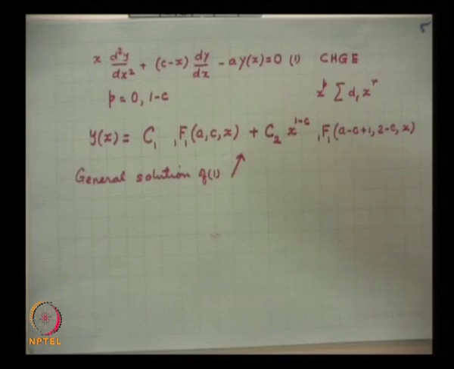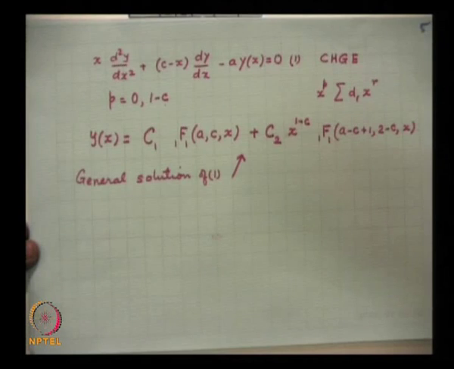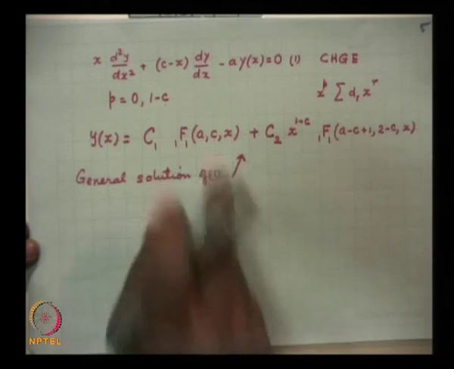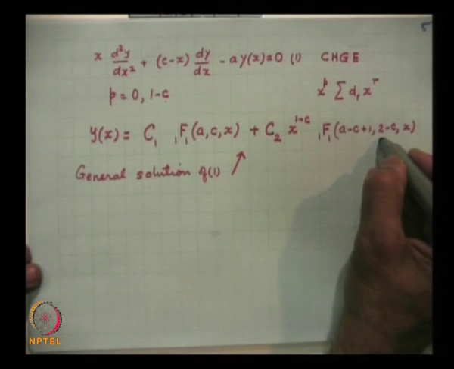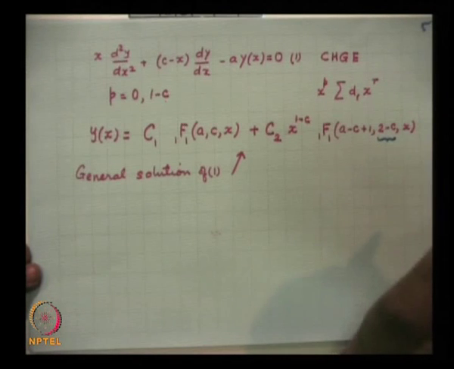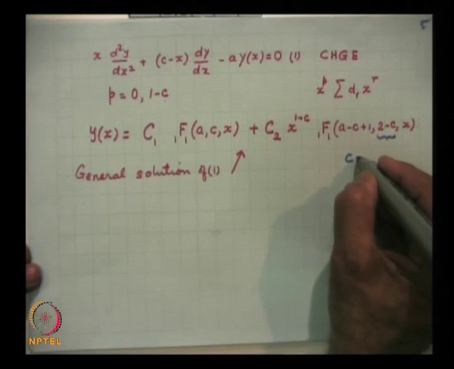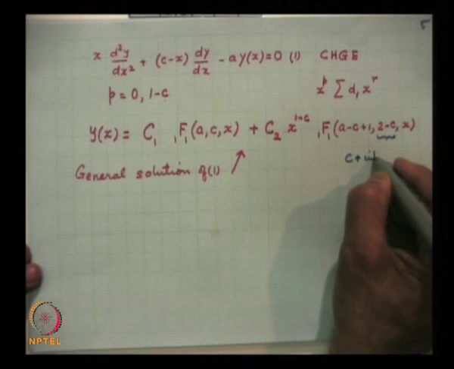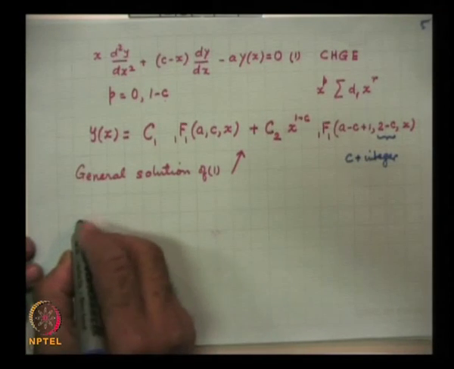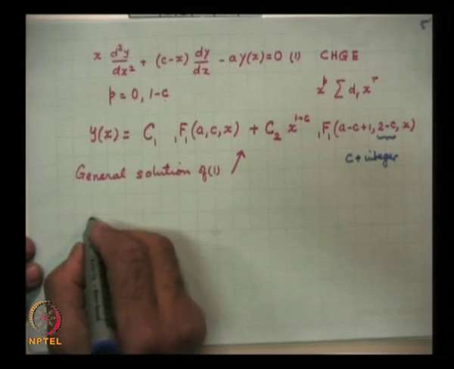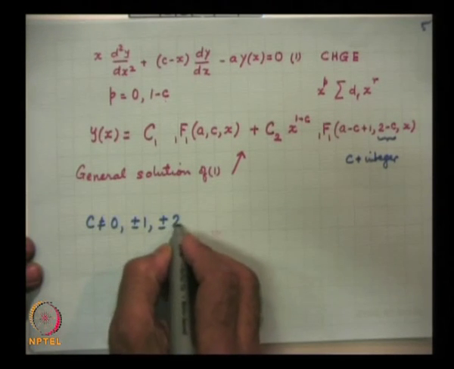One more thing, we had seen that when c becomes 0 or a negative integer, then this solution does not remain valid, it becomes infinite. And when c becomes a positive integer, then this quantity becomes a negative integer. So, therefore, this solution blows up when c becomes a positive integer. So, I can write down that this is the general solution for c not equal to 0, plus minus 1, plus minus 2.